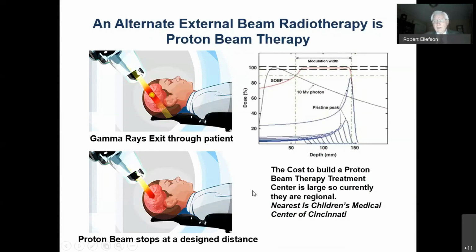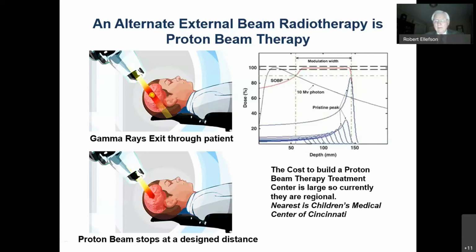So this sounds like a good deal. Why aren't there so many of them? Well, basically cost. To build a proton beam therapy treatment center is a very large cost. So currently they are regional. The nearest one for us is actually down at Children's Medical Center, just north of Cincinnati.